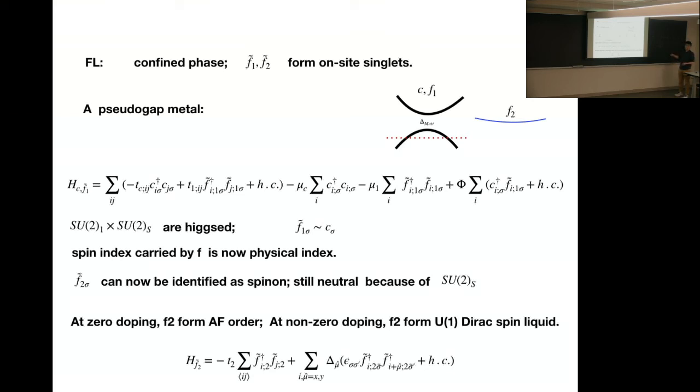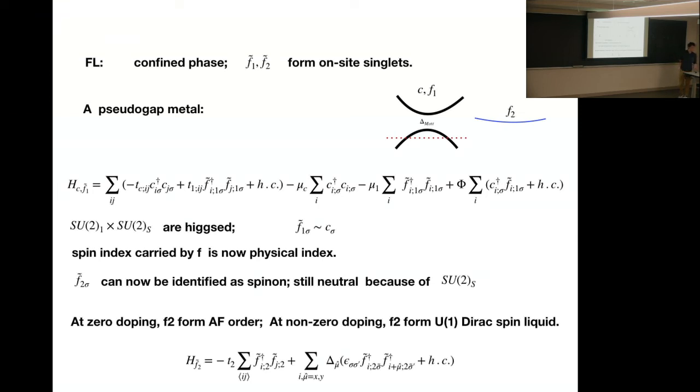So before this term, F1 and F2 are really ghosts. They don't carry spin and they don't carry charge. After this term, you will make F1 the electron. You will make F2 the spin. And at the same time, you will induce a gap. It's like the Higgs in high energy physics. After the Higgs transition, you will make the gauge field massive. Meanwhile, you will give a mass term to the fermion.